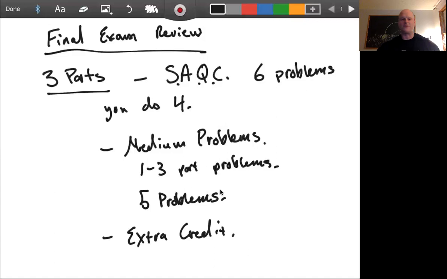Short answer, quick calculations, part number one. Part number two then is gonna be your medium-sized problems. And then number three is going to be the extra credit. So again, you'll have 2 hours to work on it, and we'll all be staring at each other on Zoom, just like we did for the 5th exam. So that'll be fun.